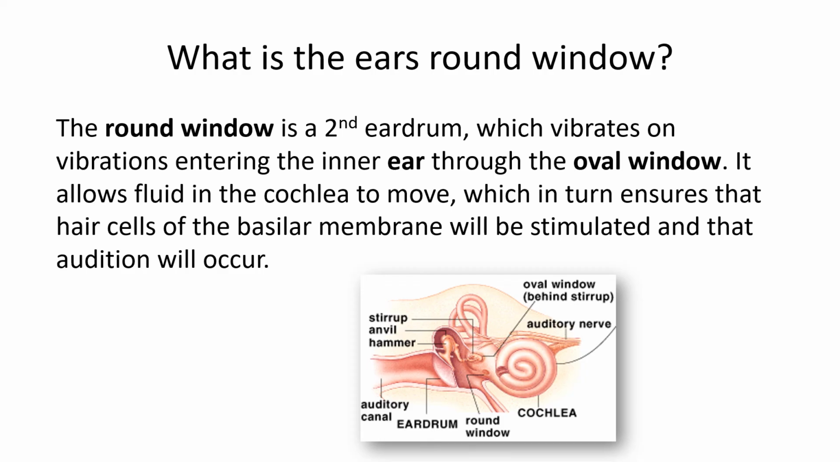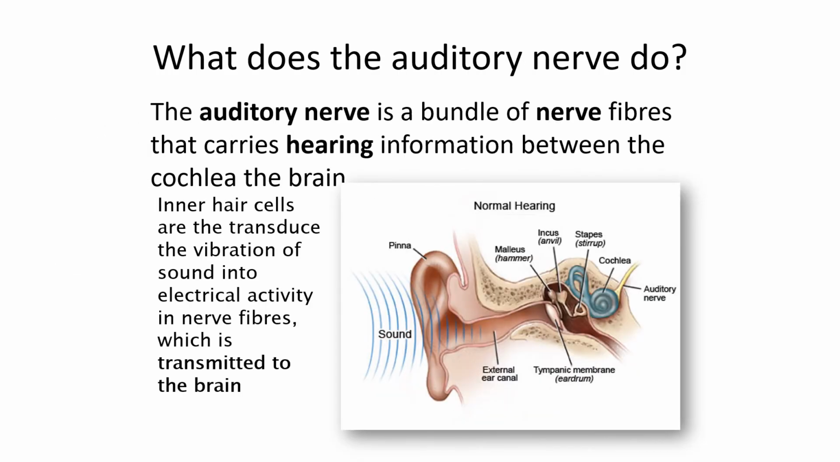So I discussed the ear's round window earlier and the fact that it looks round, and that's a way of remembering it. Basically it's a second eardrum which vibrates on vibrations entering the inner ear through the oval window. The oval window looks oval in shape. It allows fluids in the cochlea to move, which in turn ensures that the hair cells will be stimulated and that noise will occur.